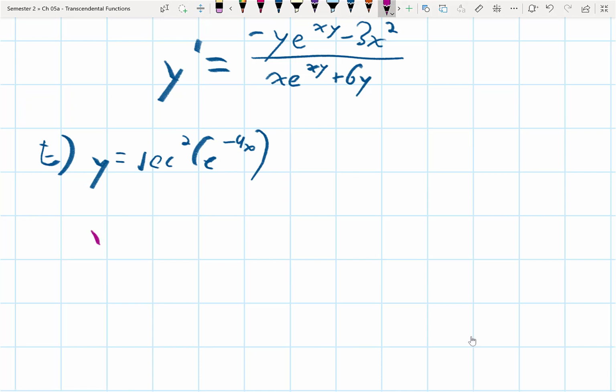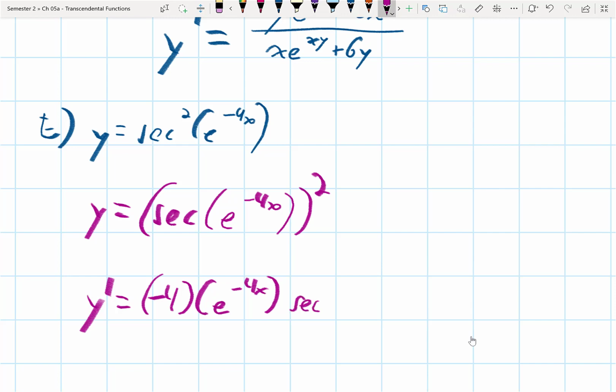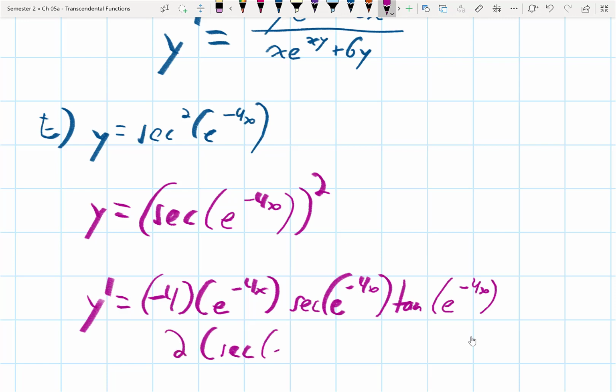Now, before I take the derivative, I may want to write it as y is equal to the secant of e to the negative 4x quantity squared, so that when I do a chain rule, I can really keep track of this. y prime would be equal to the derivative of negative 4x, then the derivative of e to the something, e to the negative 4x, then the derivative of the secant of something, which is secant tangent, so secant e to the negative 4x, tangent e to the negative 4x, and then the power rule on the outside would be 2 times the secant of e to the negative 4x, all to the first power.